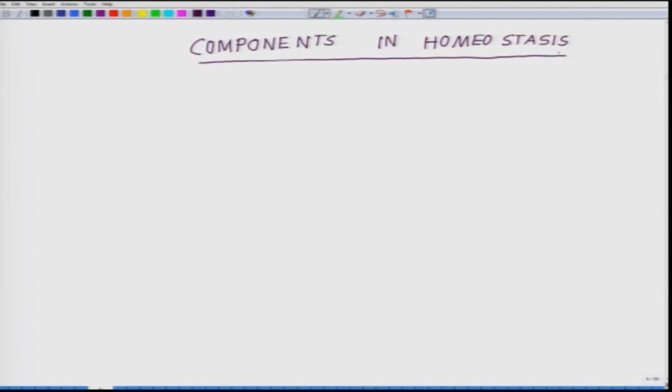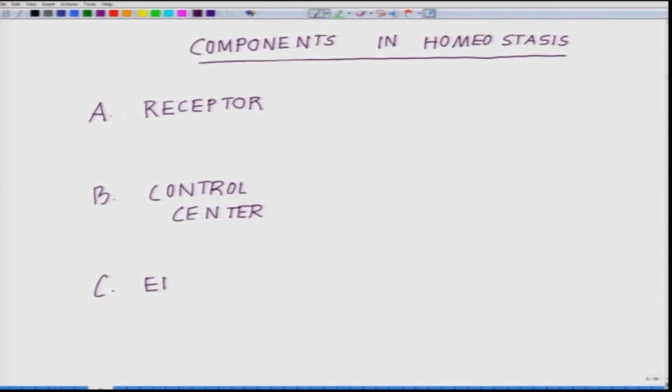Okay. So the components in homeostasis are: first of all, you need a receptor, which acts as a sensor, we will come to that. Then you need a control center. Third, an important thing, you need an effector which will take care of it, and we will give examples of each one of these three.